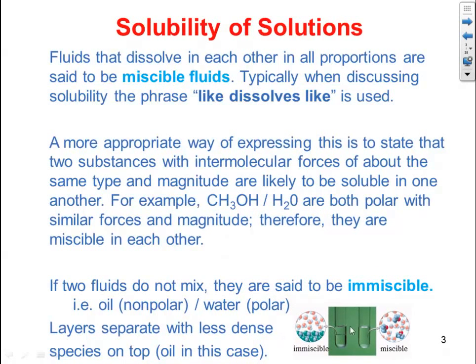Here's a picture showing you the oil and water where you have the two layers separated because one is polar and one's nonpolar, and the oil species will be on top because it is less dense. Here's an example of your methanol and water where they both are polar substances and they are miscible in each other.